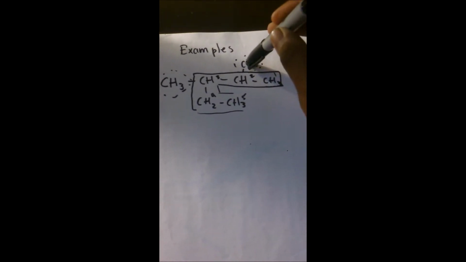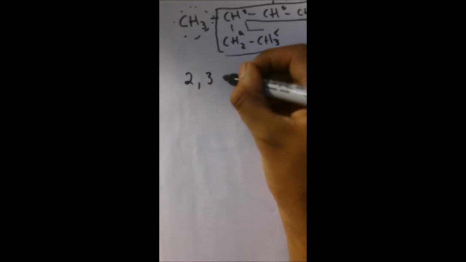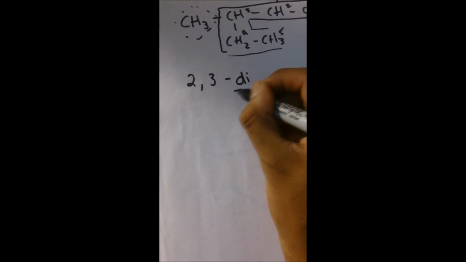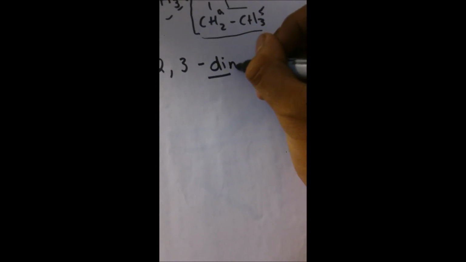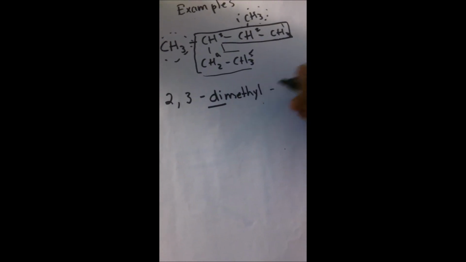Our last step is to check for the alkyl groups. In this case, we have an alkyl group of methyl, since it has only 1 carbon, on the second carbon and another one on the third carbon. So our compound will have 2,3-dimethyl because we have 2 methyl groups, and since we don't have any double bonds in the compound, and our compound is made of 5 carbons, it will be pentane.